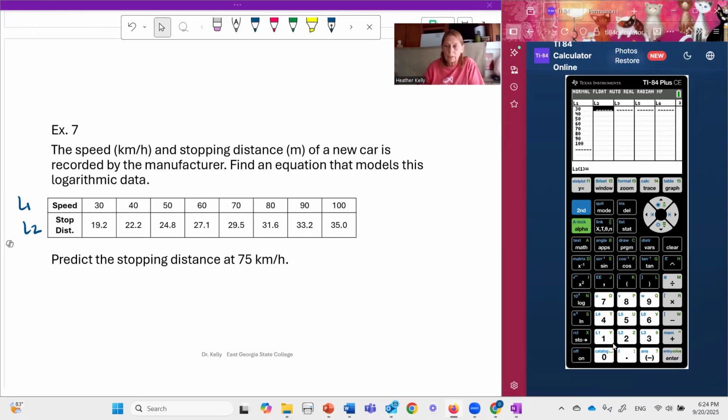And we'll go 19.2, 22.2, 24.8, 27, 30, 33.2.